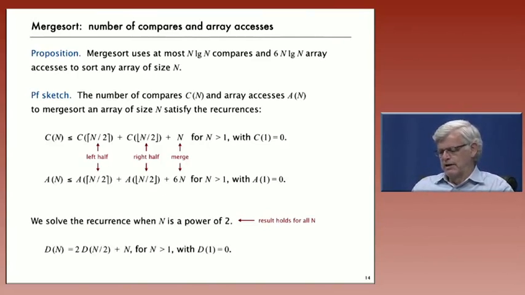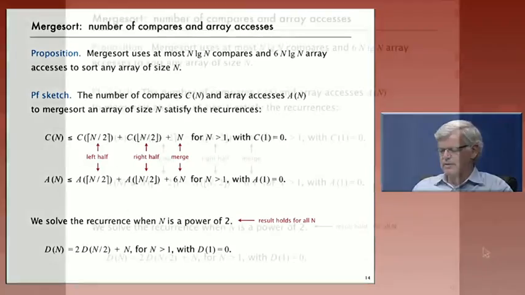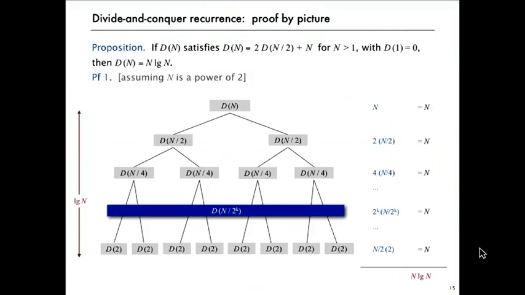But what we can do is show how to solve the recurrence when n is a power of 2. And then it turns out that it holds for all n, which we can prove by induction from the recurrence. So if you have this recurrence, which is similar to the ones that we're talking about, it's exactly the same when n is a power of 2. Let's look at this one. If d of n is 2 d of n over 2 plus n, with d of 1 equals 0, then d of n equals n log n. And we'll look at 3 proofs of that, just assuming that n is a power of 2.